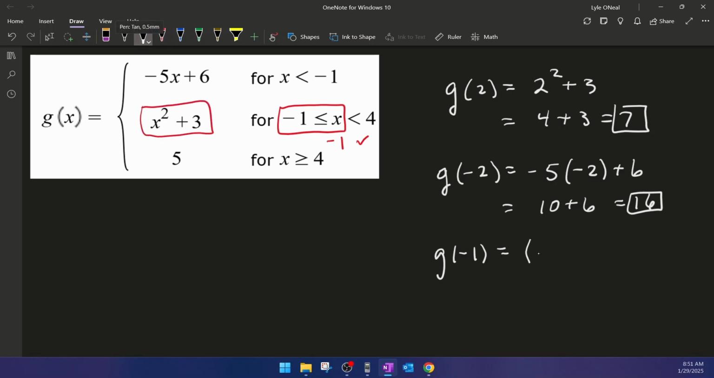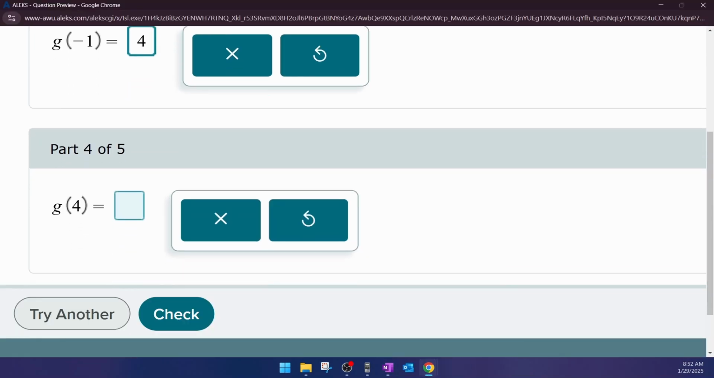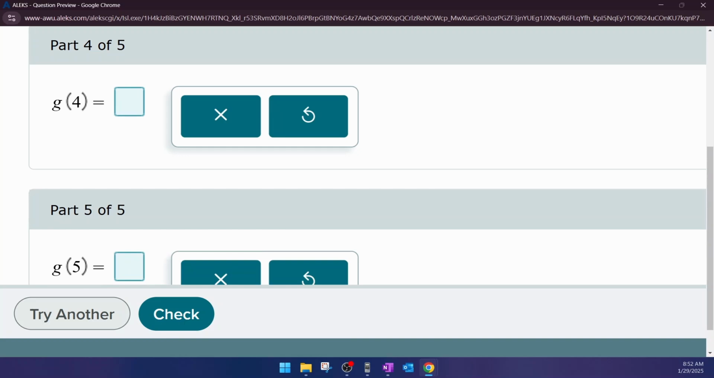By the way, I might mention that negative numbers need to go in parentheses, especially when there's an exponent involved. So that's going to be (-1) squared plus 3. (-1) squared is 1. Plus 3 is 4. And so 4 is going to be our next answer. Plugging in a 4. Moving on to part 4 is g of 4.